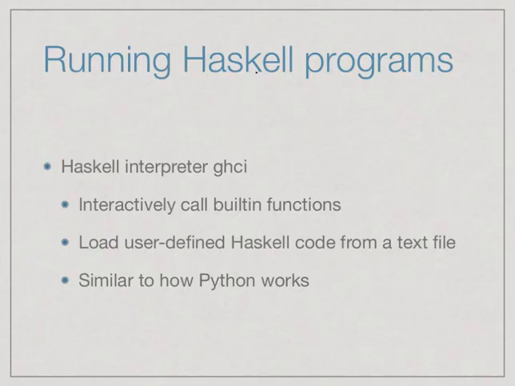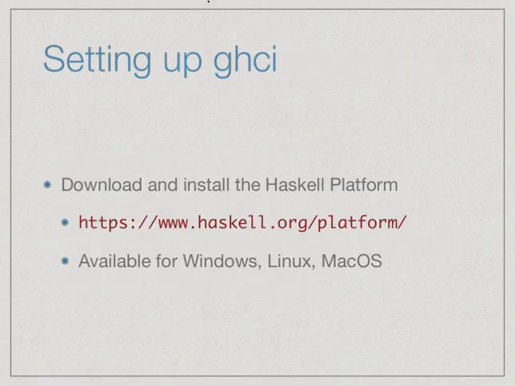You can directly call built-in functions, or you can load user-defined Haskell code which you have previously entered into a text file. GHCI is freely available on the internet. The easiest way to get GHCI working on your system is to download what is called the Haskell platform from the web URL given here.